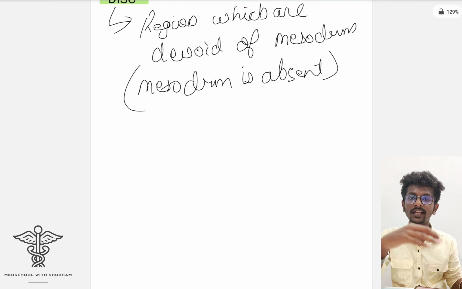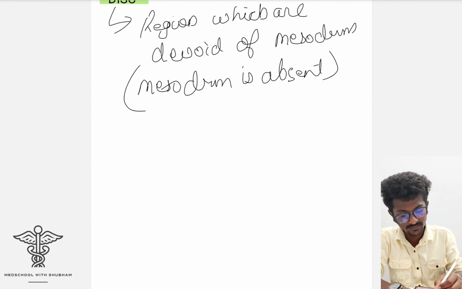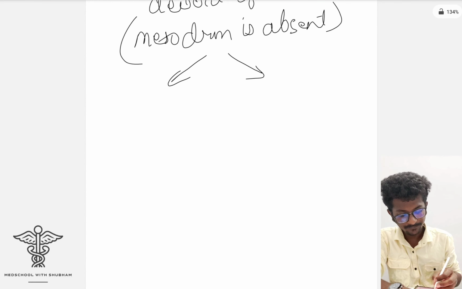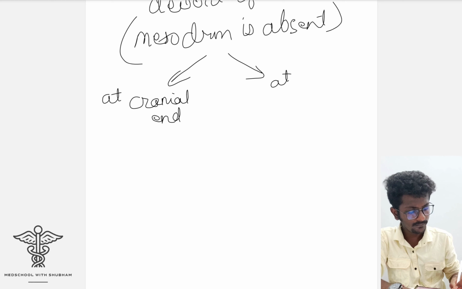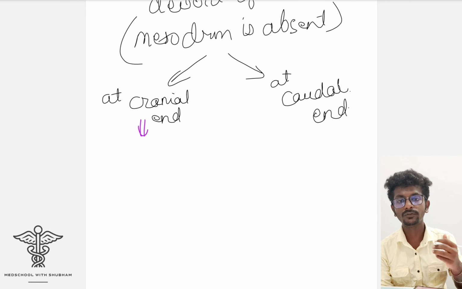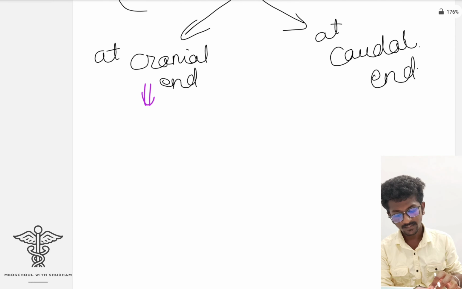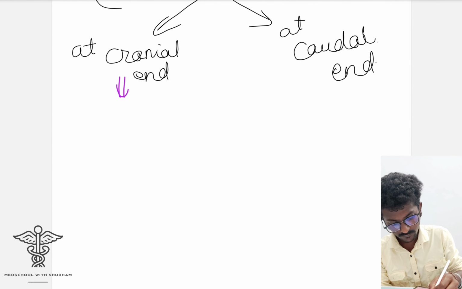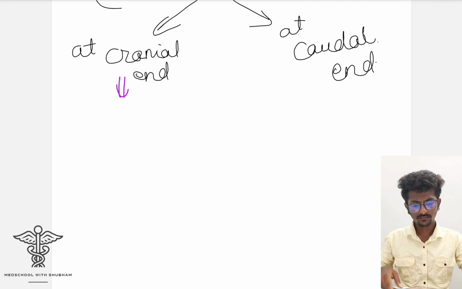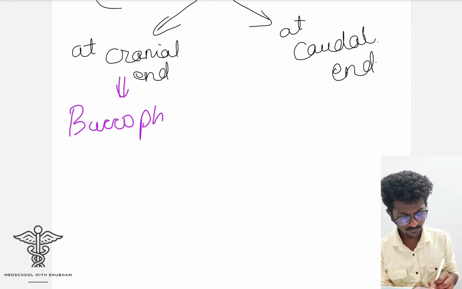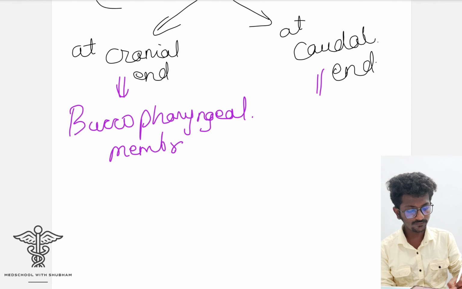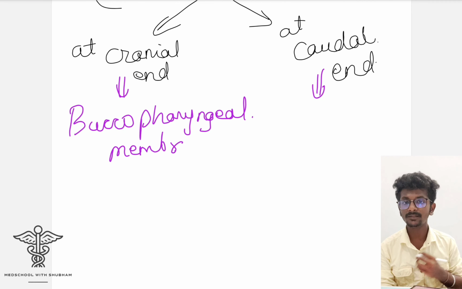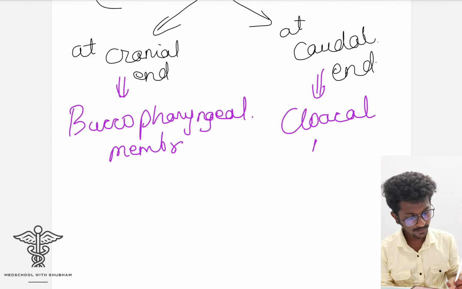Means in that region you will only find the ectoderm and the endoderm, but the mesoderm will not be present. There are two such regions in the trilaminar disc: one at the cranial end, and one at the caudal end. The region in the cranial end where only the ectoderm and endoderm are present but the mesoderm is absent is called the buccopharyngeal membrane, and the region at the caudal end, which has only ectoderm and endoderm but no mesoderm, is called the cloacal membrane.